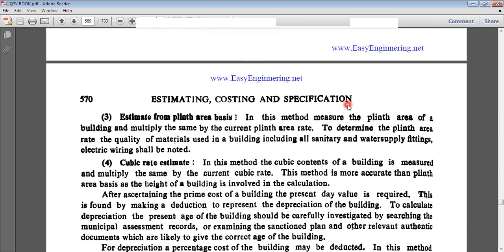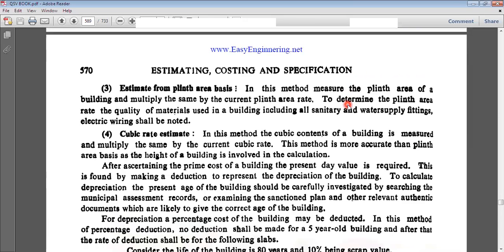Then estimate from the plinth area basis, you know this method very well. In the plinth area method, how are we going to calculate plinth area rate? Plinth area rate equals to plinth area multiplied by, sorry, valuation of the property or cost of construction of the property equals plinth area multiplied by plinth area rate.